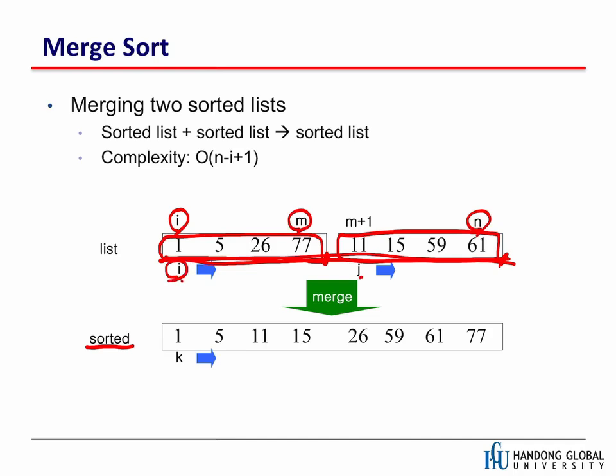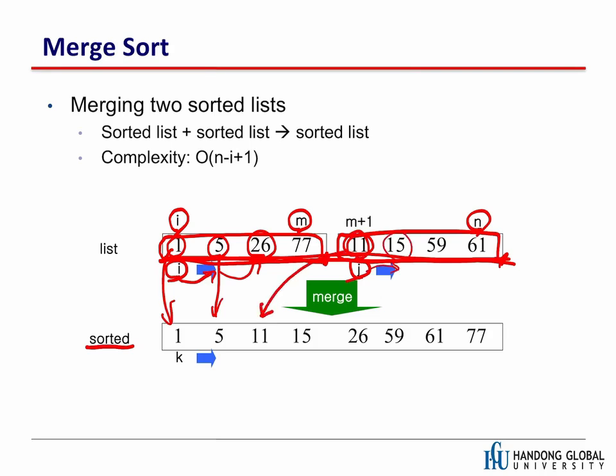So i goes from here and j goes from m plus 1. And how can we merge these two lists? Basically we compare the two elements here and here. 1 is smaller than 11, so we copy this one, and then i goes to the next one, and we compare 5 and 11. 5 is smaller. Then i goes to the next one, and 26 and 11. Yes, 11 is smaller than 26.